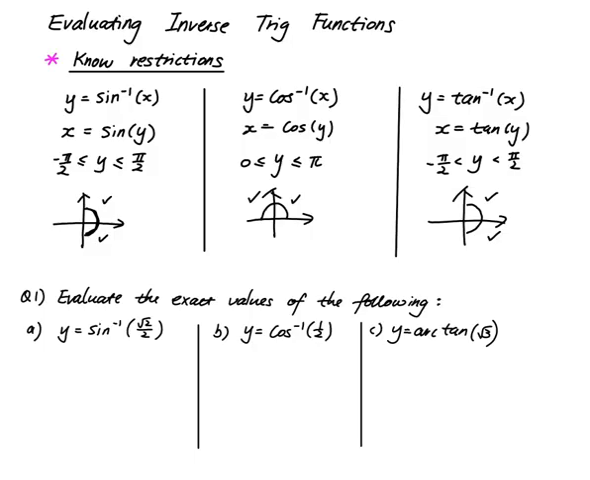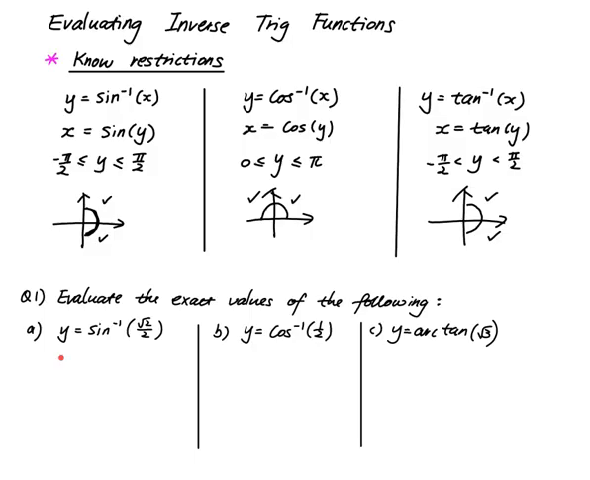Now let's have a look at question 1. Evaluate the exact values of the following. The first one is y equals sine inverse of root 2 on 2. Probably based on your exact values knowledge, you can straight away say, oh, this must be pi on 4. Now, what I'm going to do is consider the domain restriction for the sine function.